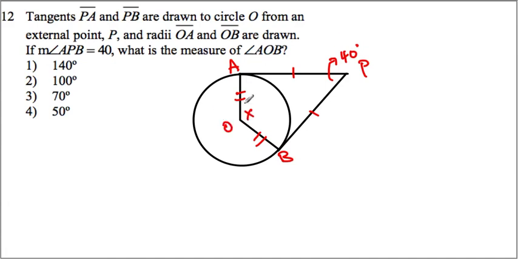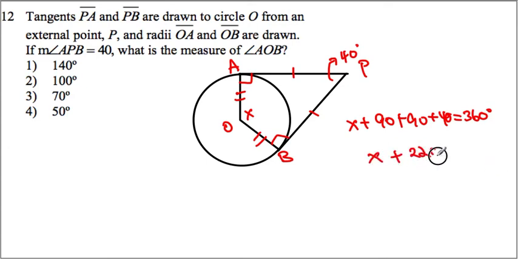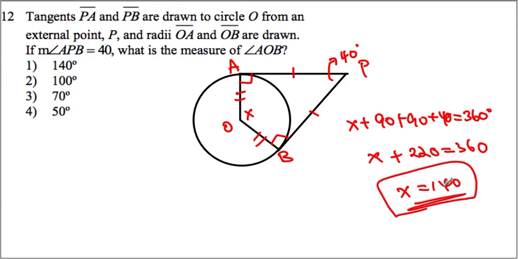See, in fact, if I call this one x, one thing we get to realize quite nicely is that radius and tangent always make up a right angle. And that tells us that x plus 90 plus 90 plus 40 must be equal to 360. Then here, if you subtract, x plus 220 equals 360, that's basically what we are saying here. That means the measure of x must be equal to 140. That becomes our answer, which is choice 1.